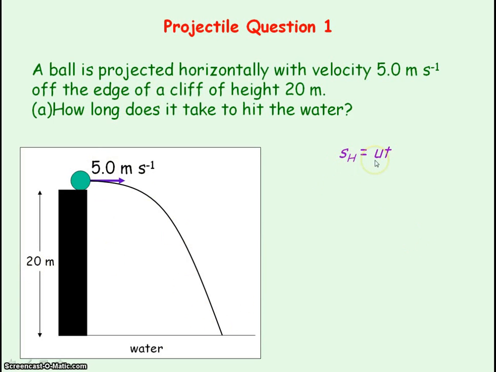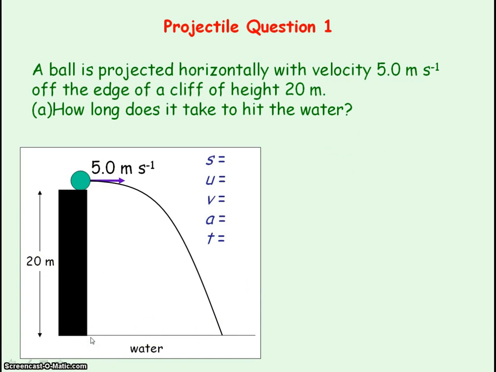However, we cannot use this equation because this equation is for constant velocity and that only applies to horizontal motion. So we can only use horizontal components. And so yes, we've got the horizontal velocity, but this is a vertical displacement, and we need the horizontal displacement to use this equation. So we cannot use this equation for horizontal motion, so we need to look at vertical motion.